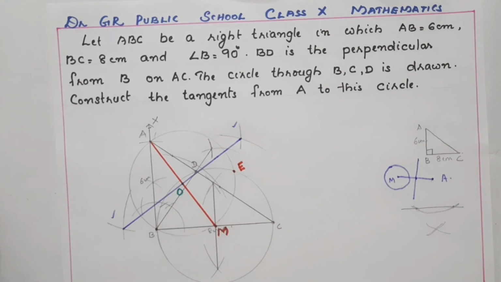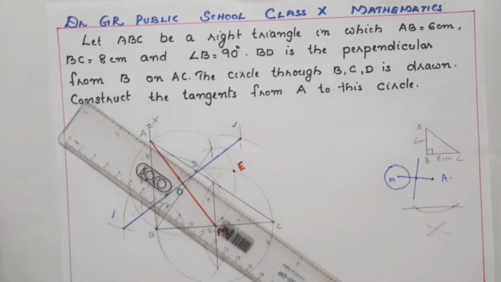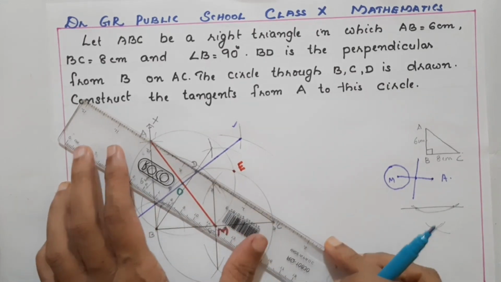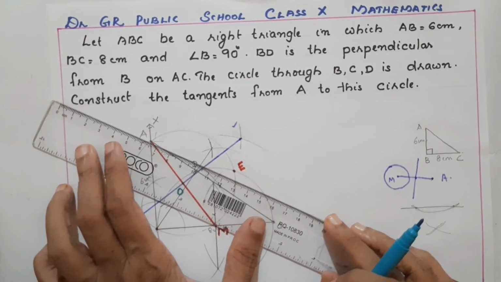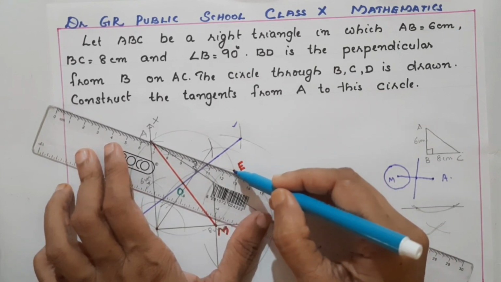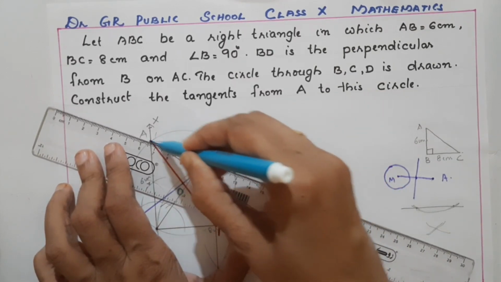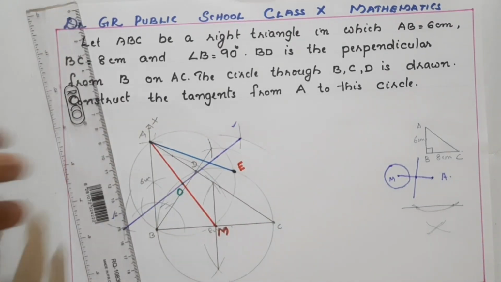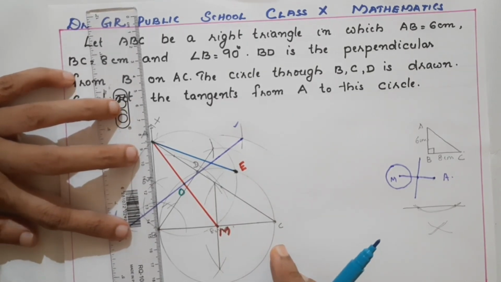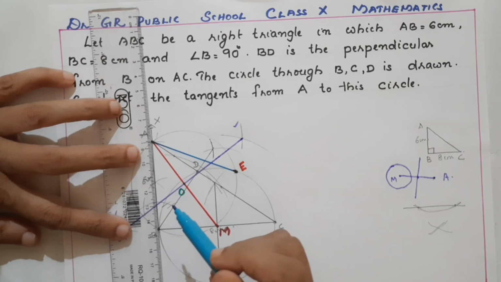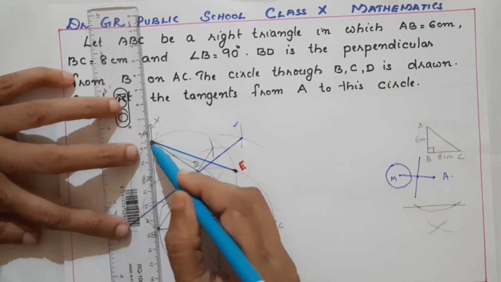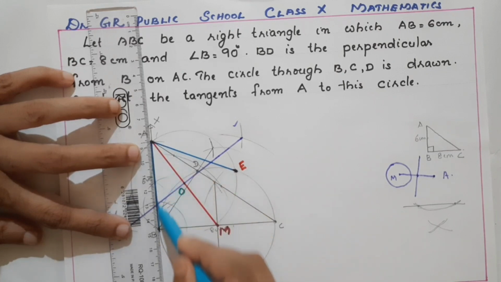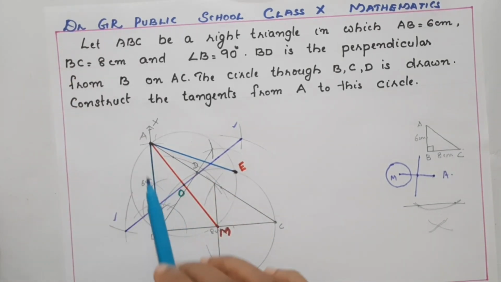Now we can draw the tangent from A to this E. This is one tangent AE. Then another tangent is AB. Okay, so AE and AB are the required tangents.